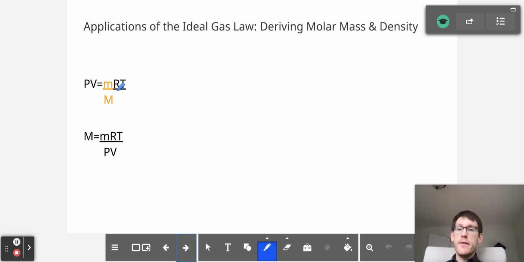And there we have it. Rearranging, we can get that the molar mass of a substance is equal to the mass of it times the gas constant times the temperature, divided by the product of pressure and volume.